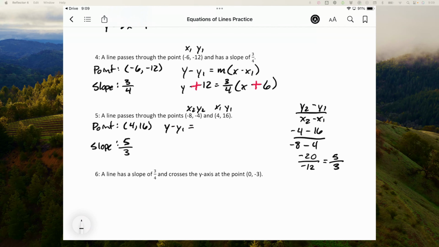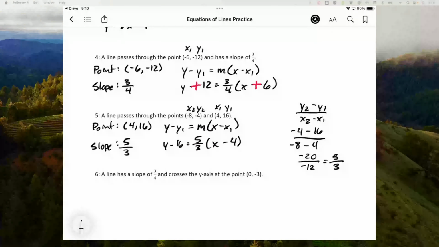Point-slope formula, y minus y1 is equal to m times x minus x1. Y minus y1, which is 16, is equal to 5 over 3 times x minus x1, which is 4. And that is the point-slope form of the equation that represents this function.